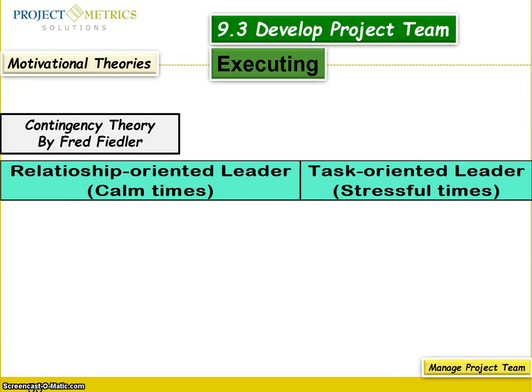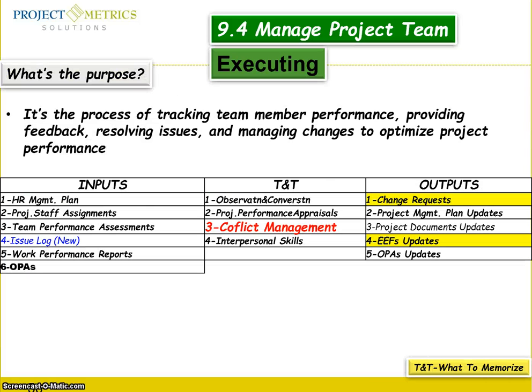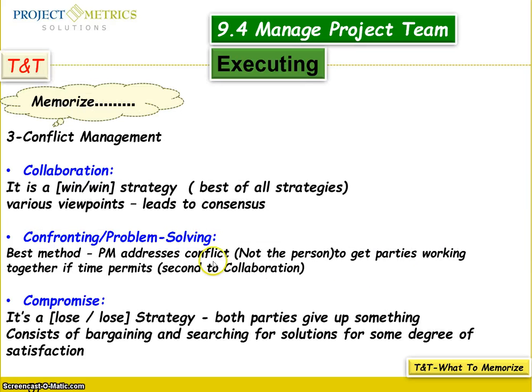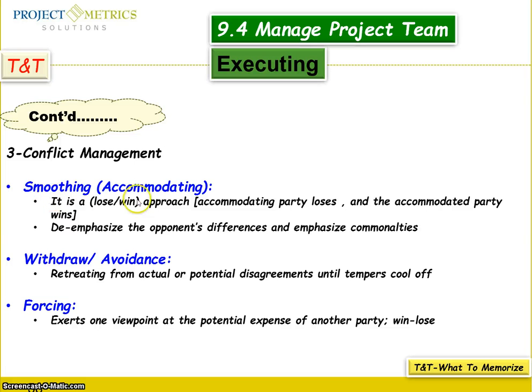There are other things for when you manage the project team. What is the purpose? It is the process of tracking team members' performance, providing feedback, and resolving issues, which is the final thing to talk about, focusing on conflict management and the output change request. So what to memorize? Memorize the conflict management techniques: collaborating, confronting, problem solving, compromise, smoothing, withdrawal, avoidance, enforcing.